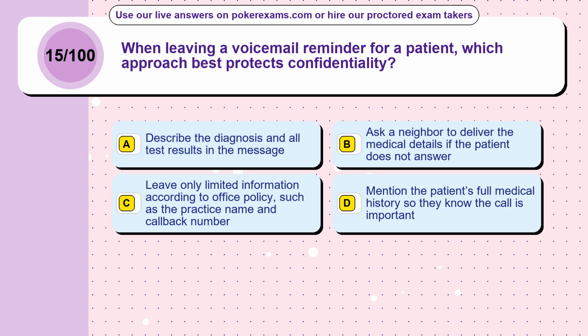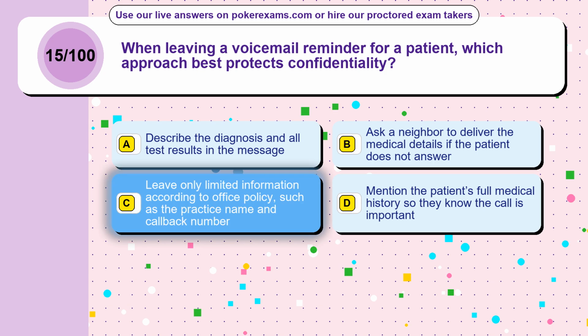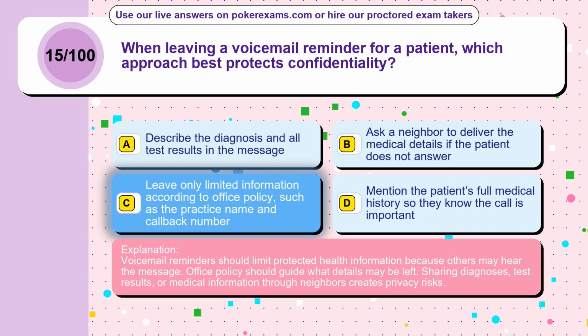Option D, mention the patient's full medical history so they know the call is important. The correct answer is option C, leave only limited information according to office policy, such as the practice name and callback number. Voicemail reminders should limit protected health information because others may hear the message. Office policy should guide what details may be left. Sharing diagnoses, test results, or medical information through neighbors creates privacy risks.